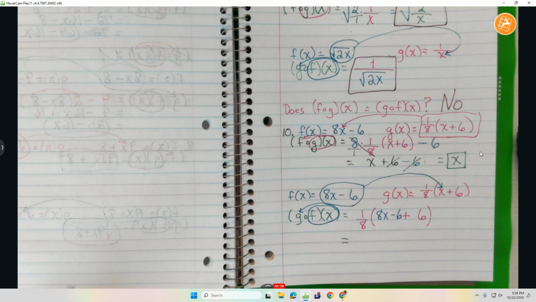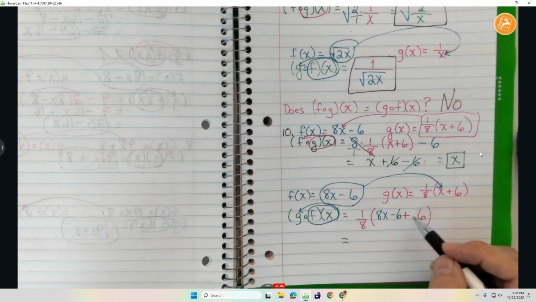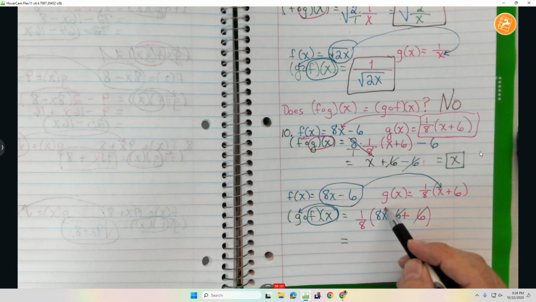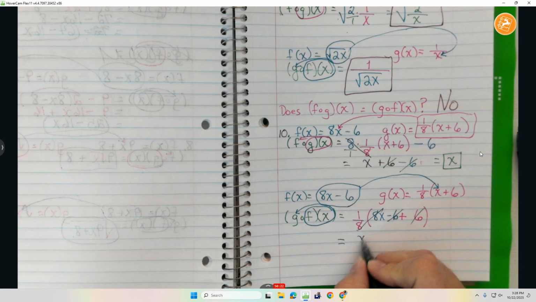What's happening inside the parentheses? What's happening to the 6's? Minus 6 plus 6, those are 0, they're gone. So the 6's have canceled out. Now all that's left in the parentheses is the 8x, and down here we have a 1 over 8. What's about to cancel? The 8, leaving me just x.